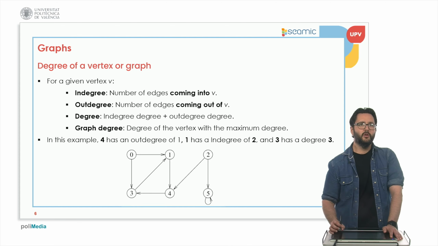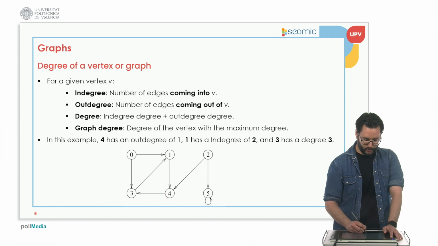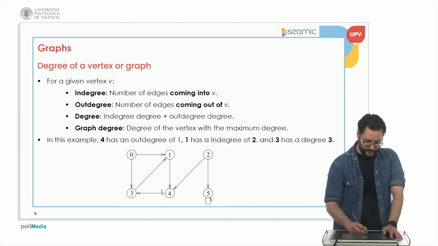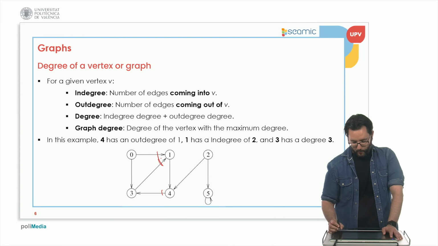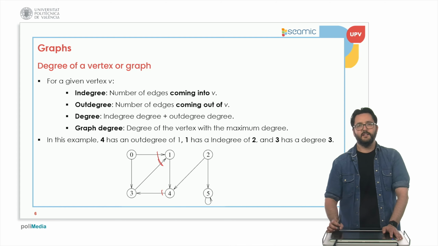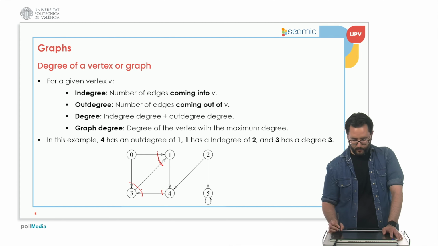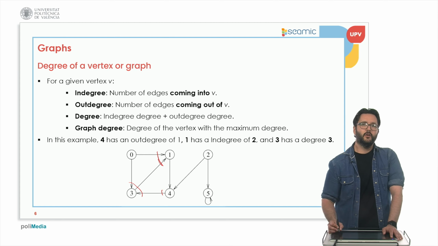In this example, we have the node 4 with an out degree of 1, because it has an edge coming out of it. We have the node number 1, that has an in degree of 2. In the case of 3, we have a degree of 3 because it has 2 incoming edges and 1 outgoing edge.